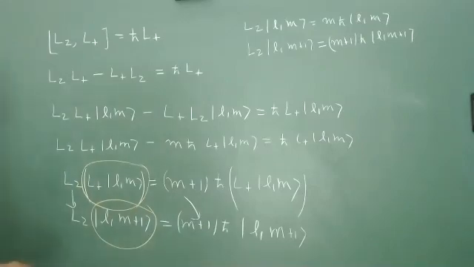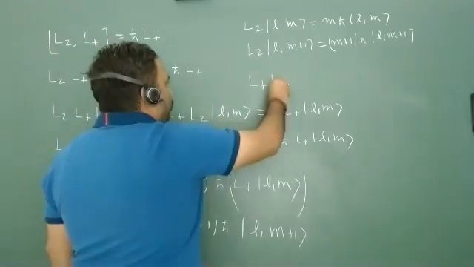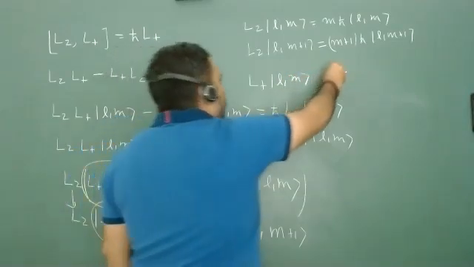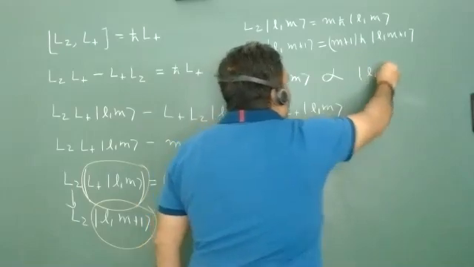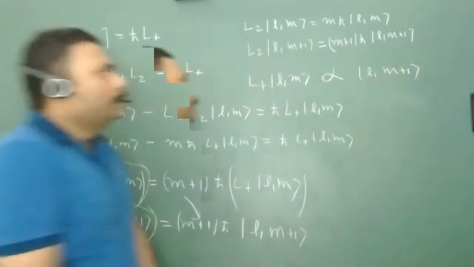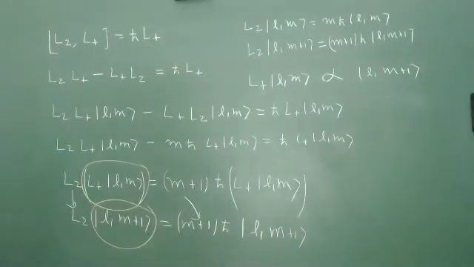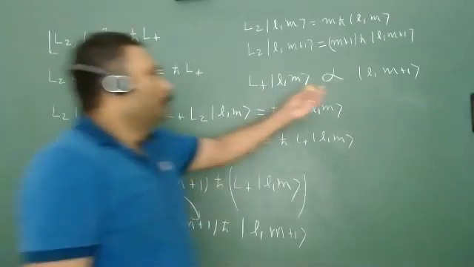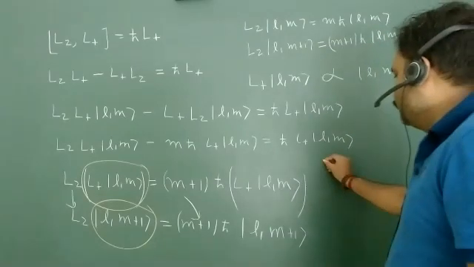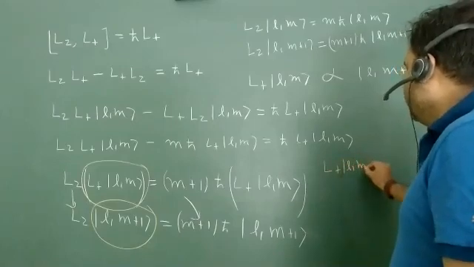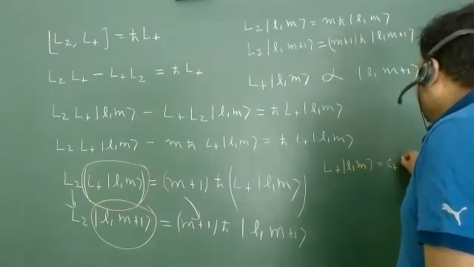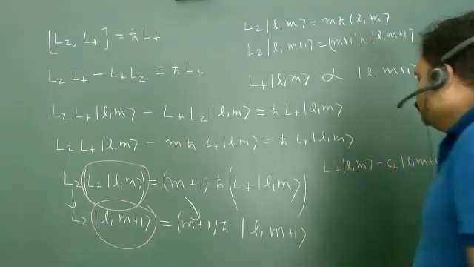So can I write the whole story as L+|l,m⟩ being proportional to |l,m+1⟩? Can I write this? At least I can say these two are parallel to each other. If you have any doubt, you can raise the question here. Now we can write the whole thing as L+|l,m⟩ = C+|l,m+1⟩. So what will happen?